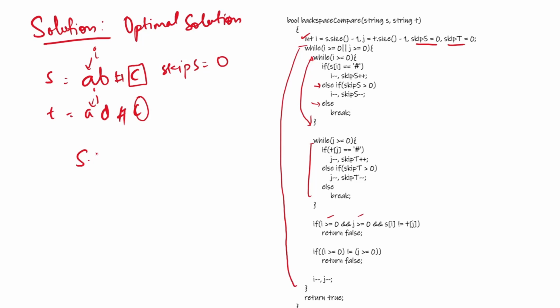So what is the space complexity? The space complexity of this solution, because we are not using any extra space, will be O of 1. And what is the time complexity? If you see, we are just going through both of them simultaneously, so it will be max of m and n. So yeah, this is the whole solution for this problem.